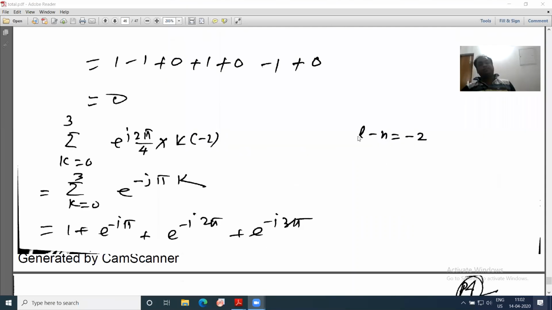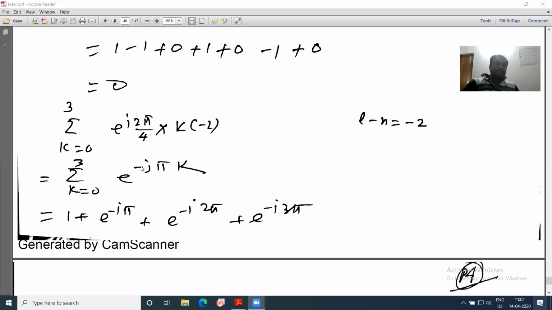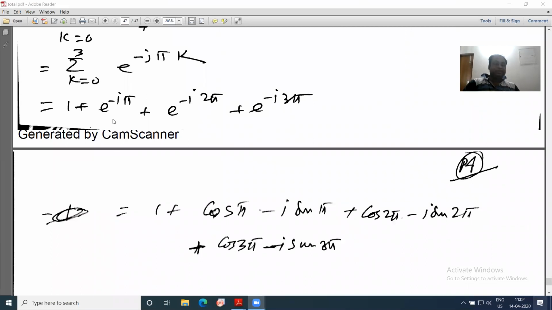Now see, L minus n equal to minus 2. For minus 2 what happened? This will be e to the power minus j pi k. So now k equal to 0, this is 1. K equal to 1, e power minus j pi. K equal to 2, e power minus j 2 pi. Then k equal to 3, e power minus j 3 pi.